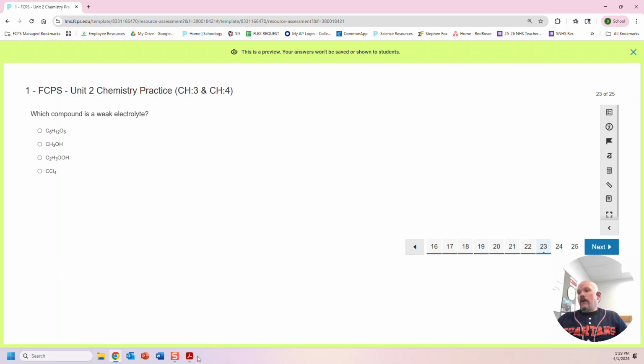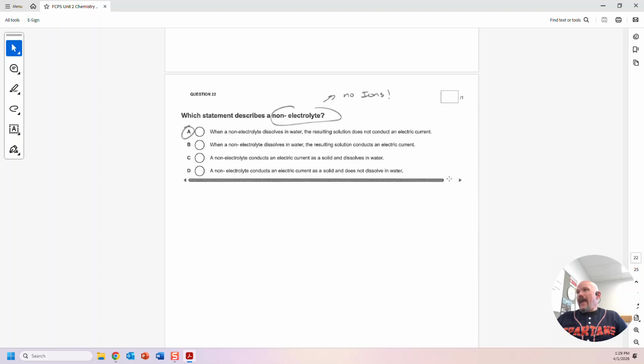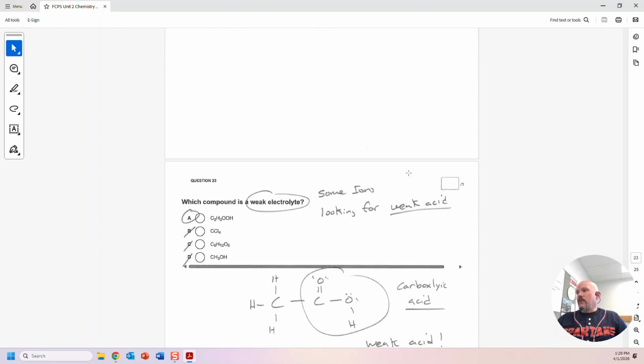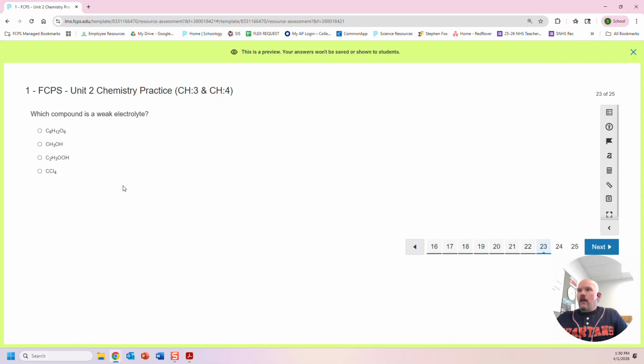Weak electrolyte. Okay. So remember, ionic compounds are strong electrolytes, and the other strong electrolytes are strong acids. So if you're looking for a weak electrolyte, you're probably looking for a weak acid. So it's basically which of these compounds is a weak acid. Okay. Well, let's use process of elimination.